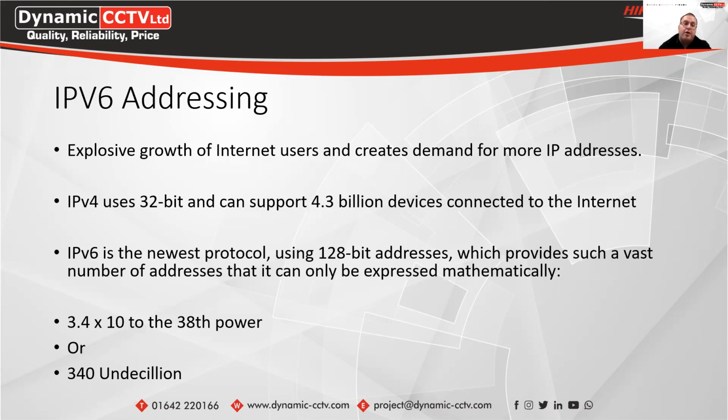IPv6 is the newest protocol, and this uses 128-bit addressing. The actual addresses look similar to a MAC address, so there are letters and numbers in those addresses, and it provides such a large number of different addresses that can only really be expressed mathematically. So it would be 3.4 times 10 to the 38th power the number of IP addresses, which is a specifically large number. It's kind of unfathomable to imagine that many. Or you could actually say it's 340 undecillion, which I can't pronounce that word.